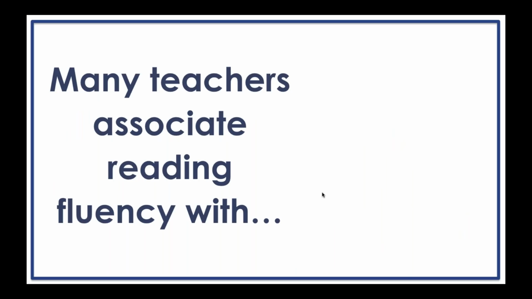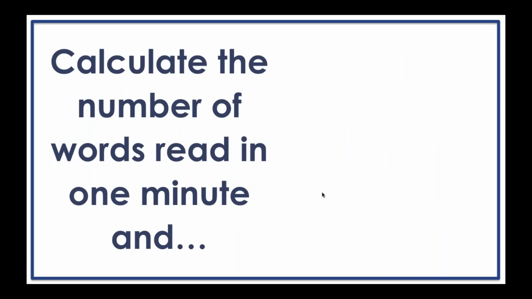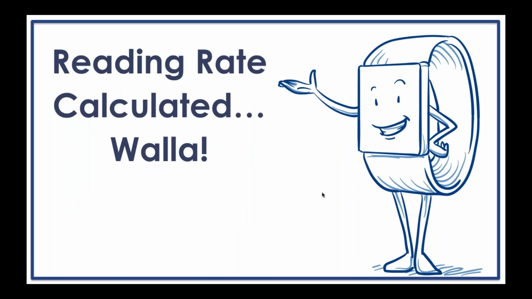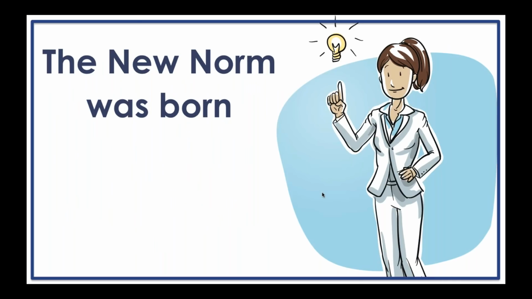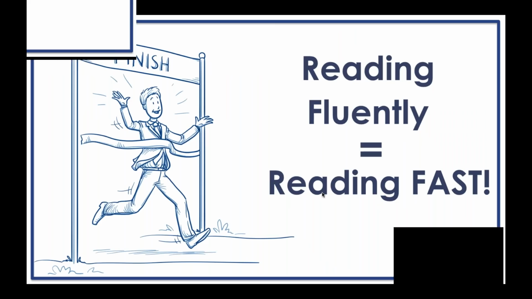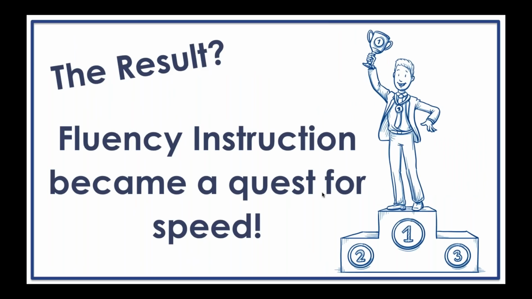So many teachers associate reading fluency with speed. It's often measured by calculating the number of words read in 1 minute, which gives us a reading rate. And then the reading rate we calculate, and voila, we have this new norm that's born. It means reading with fluency equals reading with speed or reading fast. So this is kind of the idea that a lot of people think of when they think of reading with fluency. They think of reading fast because we're timing them.